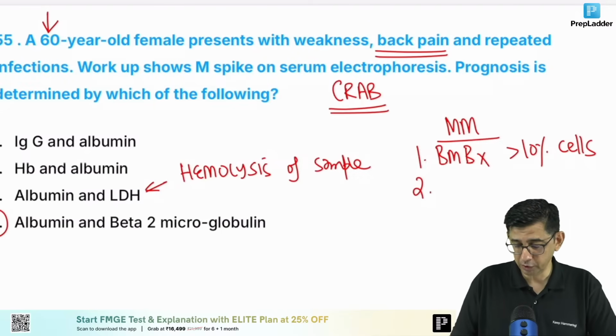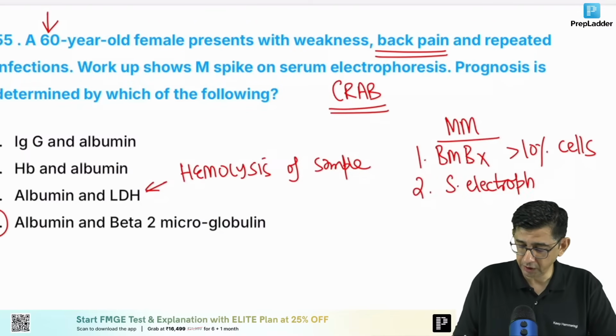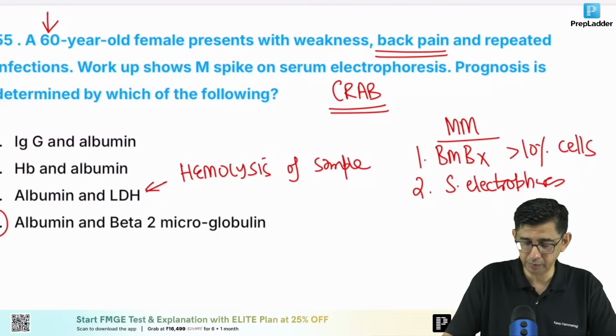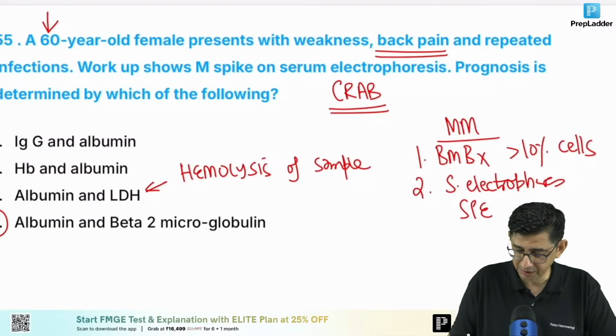Along with that, there should be a screening test, that is serum electrophoresis or urine electrophoresis. So it will be written as SPEP or UPEP, that is urinary protein electrophoresis, showing a presence of an M spike. That's the second point to be remembered. That's a screening test that we do.